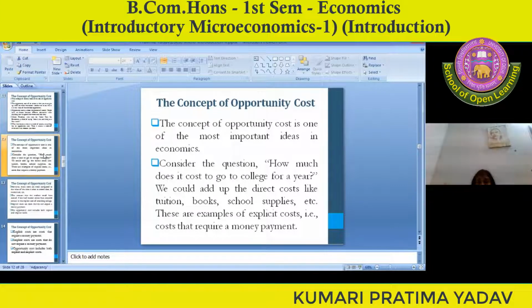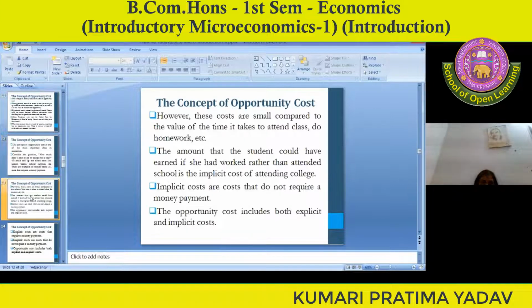The concept of opportunity cost is one of the most important ideas in economics. Consider the question: how much does it cost to go to college for a year? We would add up the direct costs like tuition, books, school supplies, etc. These are examples of explicit cost, that is, cost requiring money payments. So there are different kinds of opportunity cost: one is explicit, one is implicit, and there is a total opportunity cost if you combine both. So what is the explicit cost? When you make a payment.